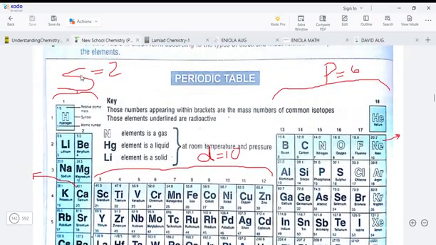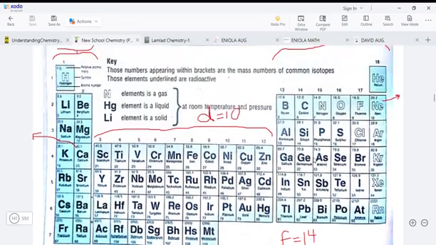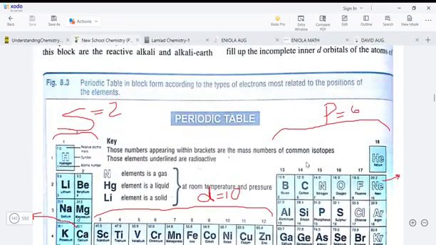Just start with s: that is 2, plus 4, that is 6, plus 4, that's 10, plus 4, that's 14. So these are the blocks, and that's why, as we start writing the electronic configuration, anywhere you see s, the highest must be 2, anywhere you see p, the highest must be 6, and so on.